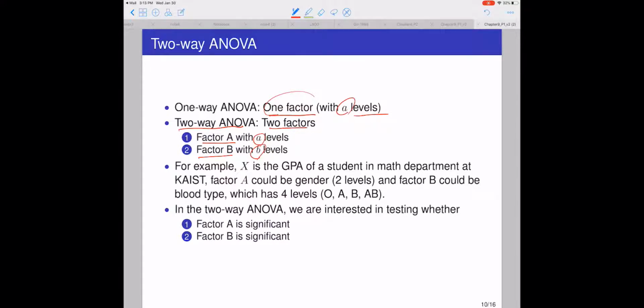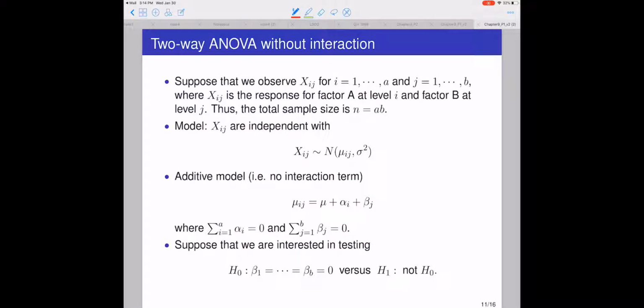For example, suppose that X is the GPA of a student in the math department at KAIST. Then factor A could be gender, male or female, so 2 levels, and factor B could be blood type. Then it has 4 levels, right? A, O, B, AB. So something like that. In two-way ANOVA, we are interested in testing whether factor A is significant or factor B is significant. We are only going to consider the case without interaction. The extension to other cases is straightforward, but will not be covered here.